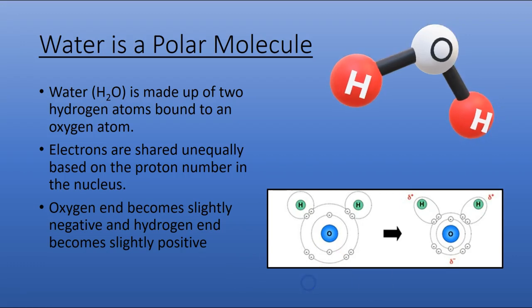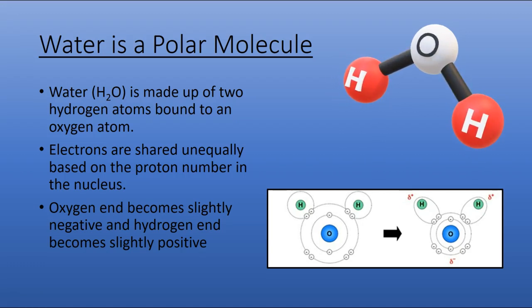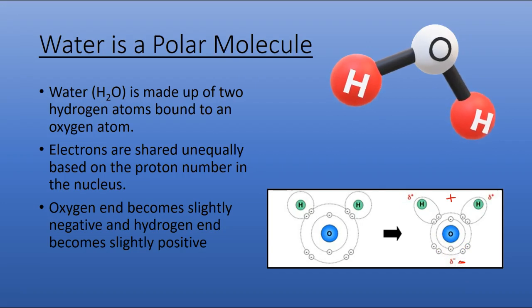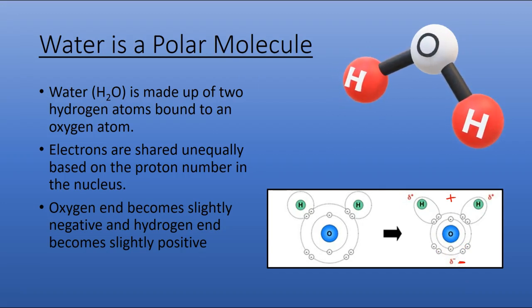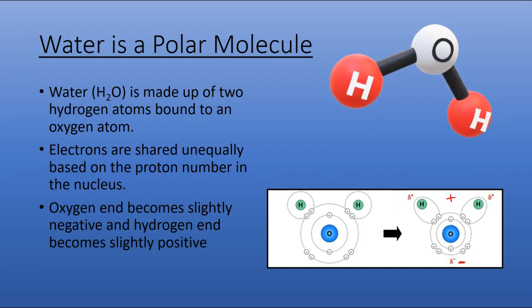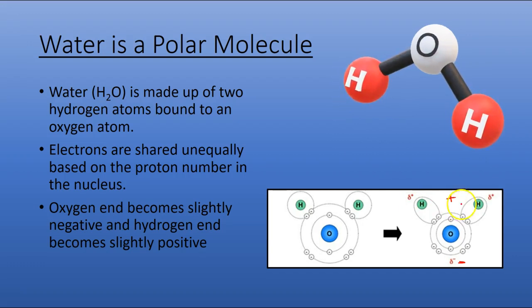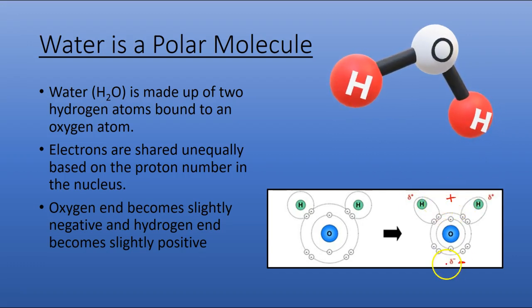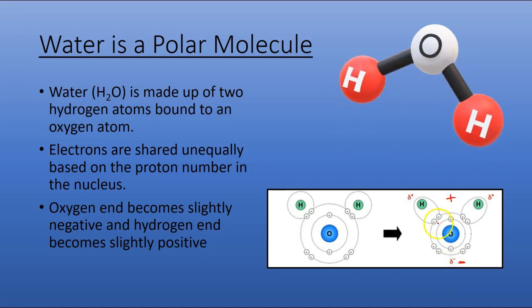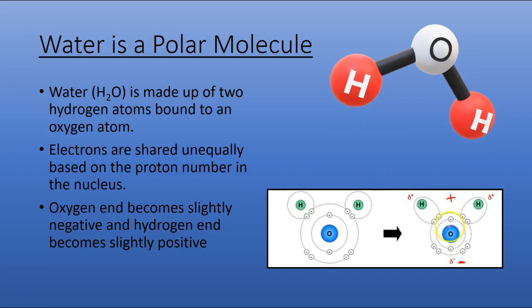The first thing we need to talk about is what it means to be polar. Water is a polar molecule, and just like other polar molecules, water has poles. The hydrogen side is partially positive, and the oxygen side is slightly negative. We need to spend a little bit of time talking about why this side of the water molecule is positive and why this side is negative. For that, we need to take a close look at the electrons.